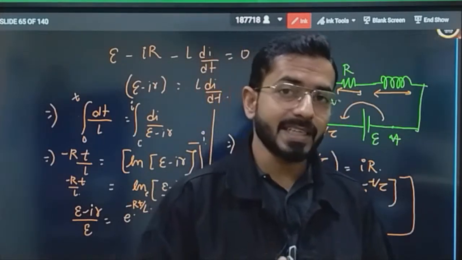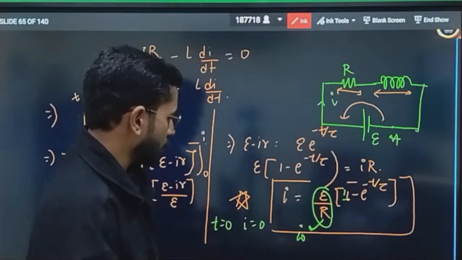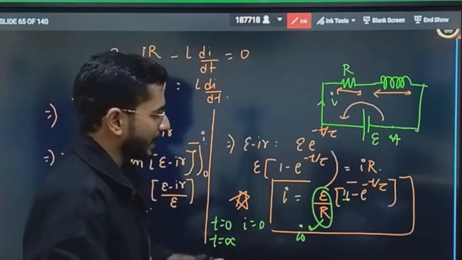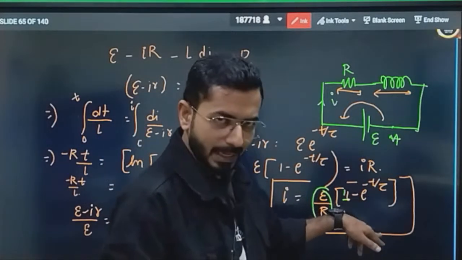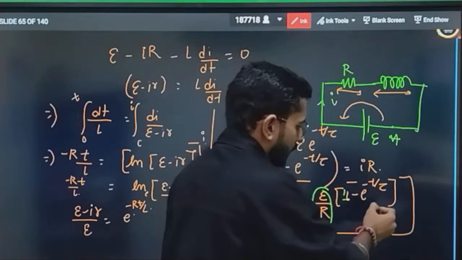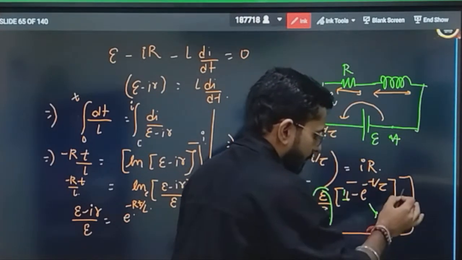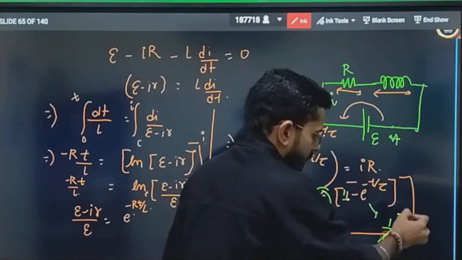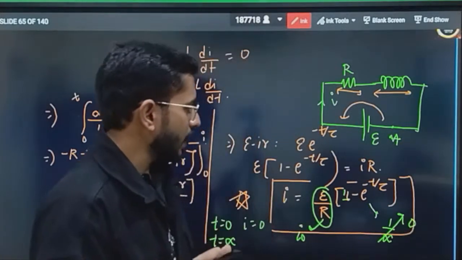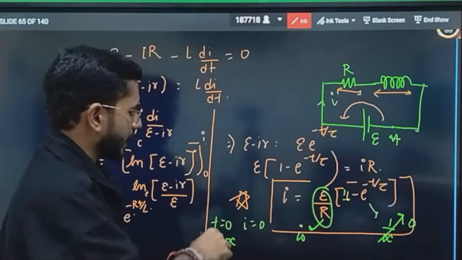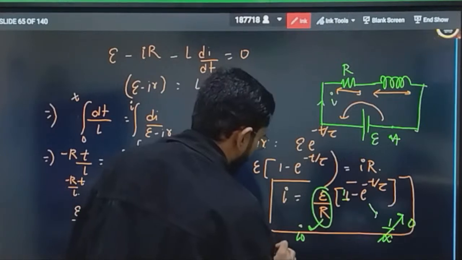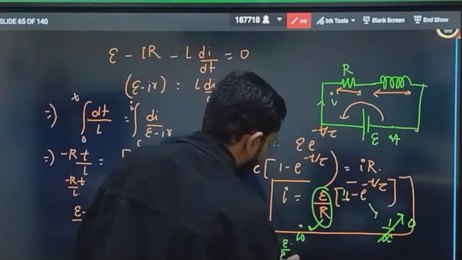So what will be happening with the inductor at steady state, let's see. At steady state, t is equal to infinity. Now put t equal to infinity: it is 1 by e power something, and e power infinity is very big, so this value tends to 1 by infinity, which tends to 0. 1 by a very big number tends to 0. 1 minus 0 is 1, and that means I is equal to I naught, or E by R.